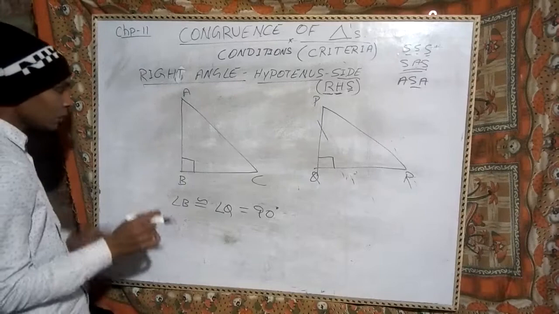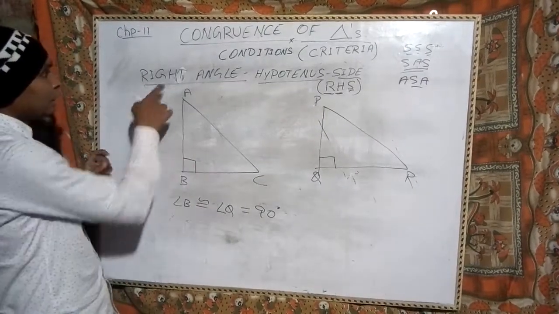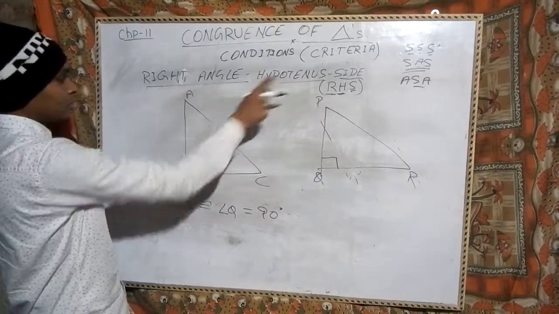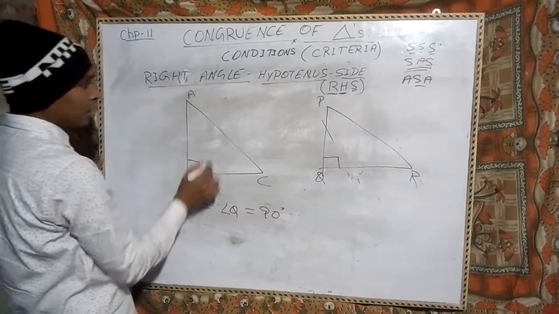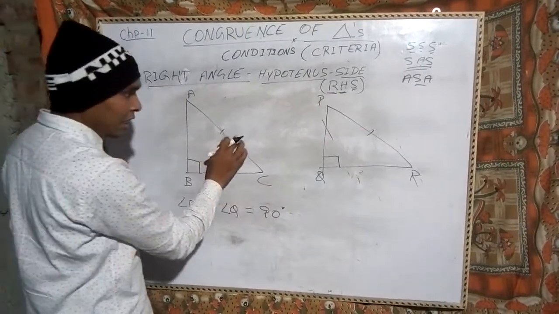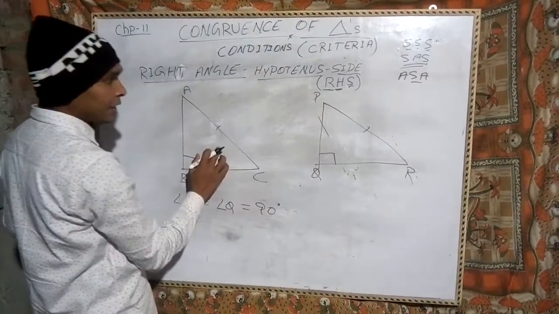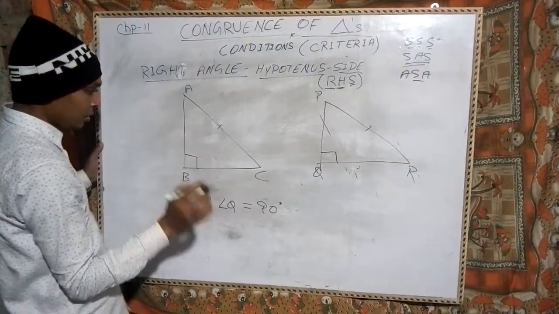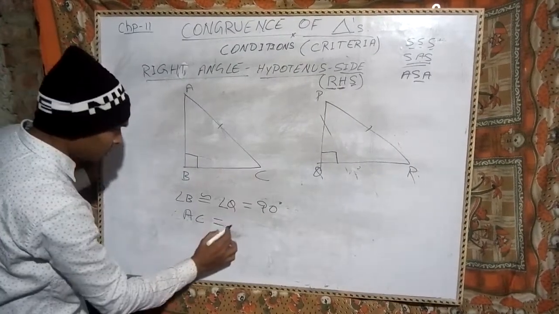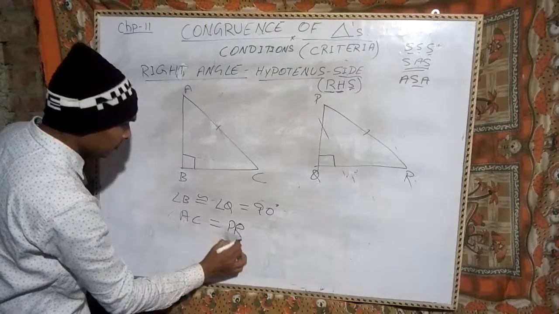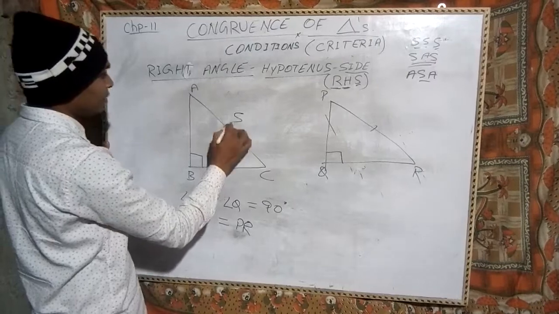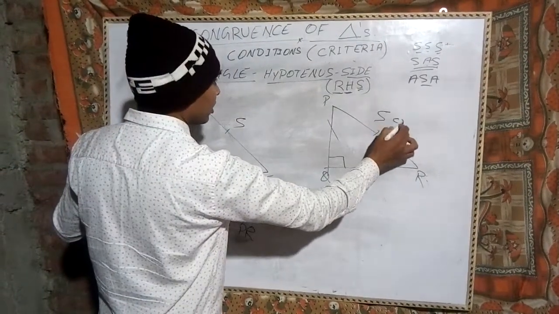Okay. Now in RHS condition, right angle, hypotenuse. This is hypotenuse, this is hypotenuse. Means if hypotenuse of both triangles are equal, means AC is equal to PR. Say like 5 centimeter. Okay.